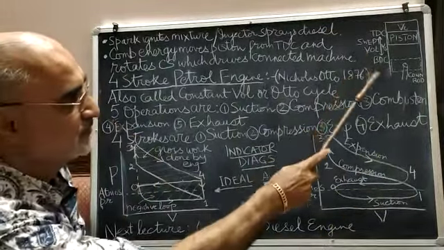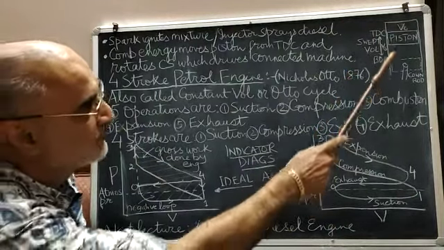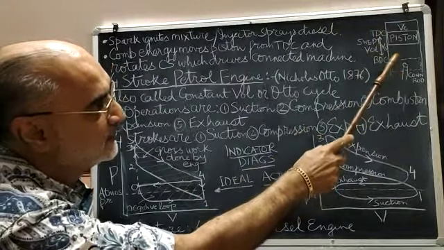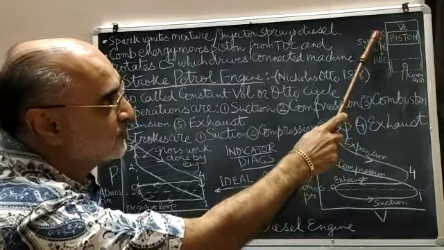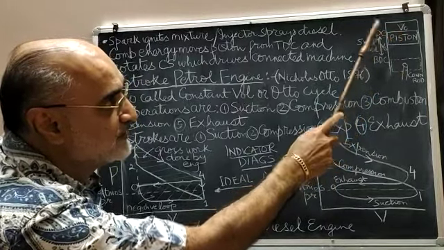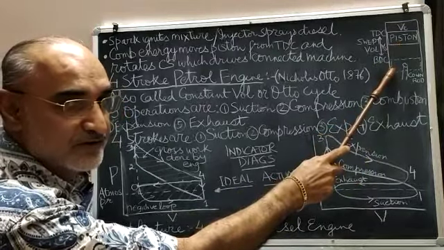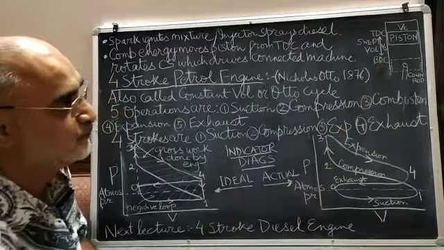Compression ratio is explained by the small diagram. This is the engine cylinder, single cylinder. The piston at the topmost position is called the top dead center. The piston at the bottommost position in the cylinder is called the bottom dead center.